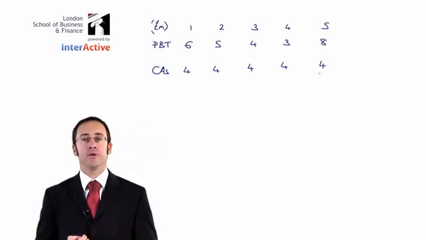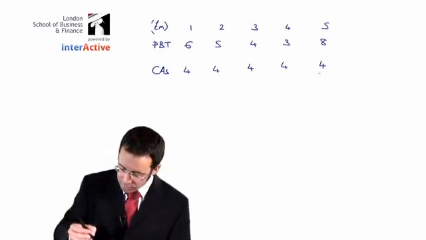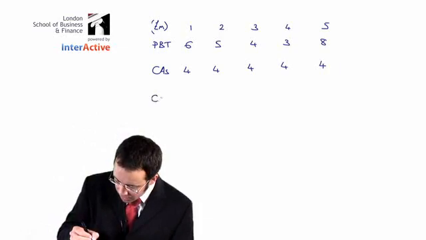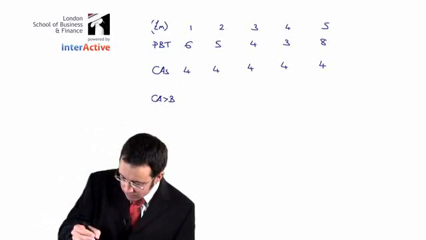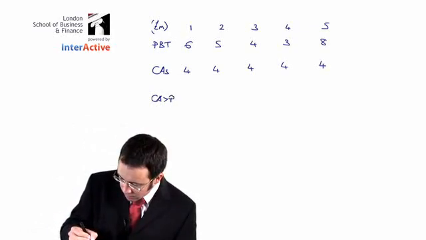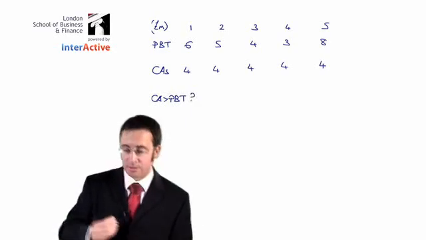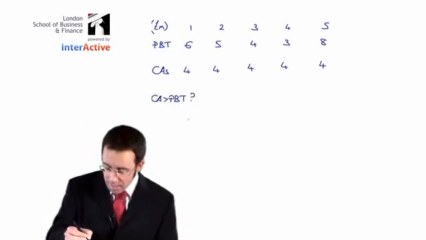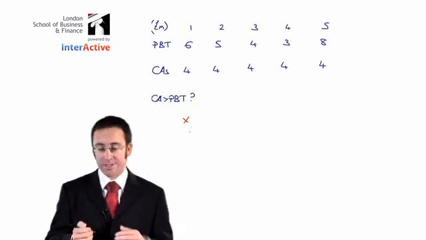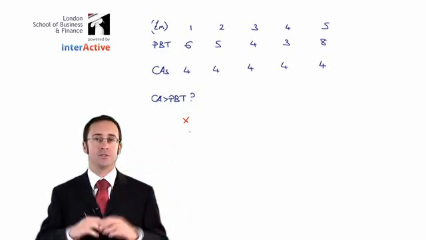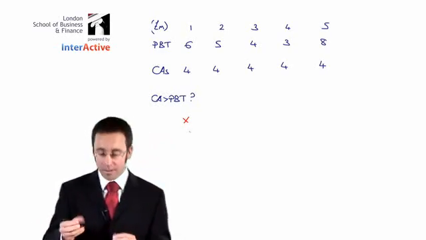What you need to do then is ask yourself the question: are our capital allowances greater than our profits before tax? Well, here in year 1, no. Your profits before tax are more than your capital allowances, so we just treat that as any normal year.